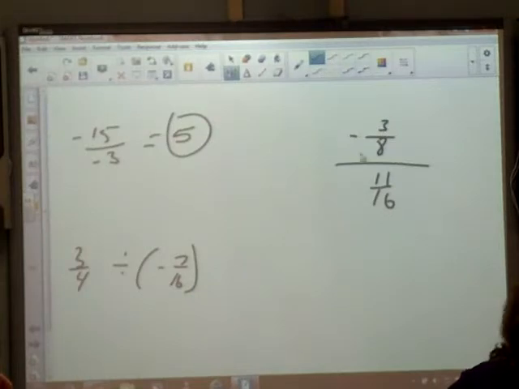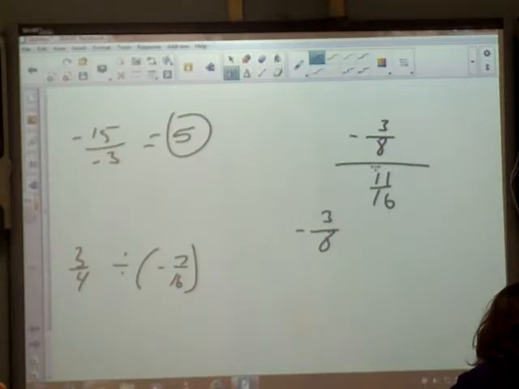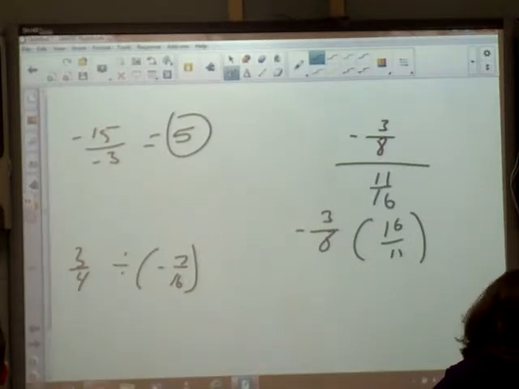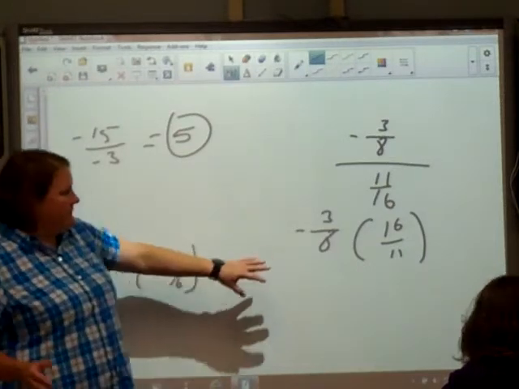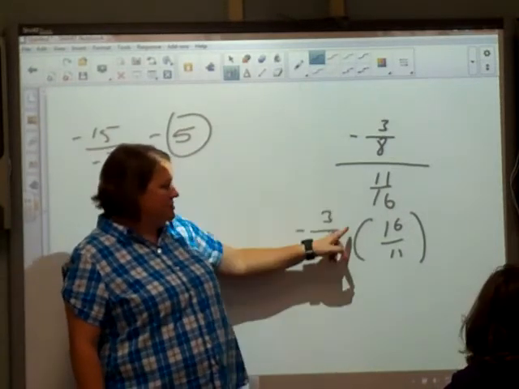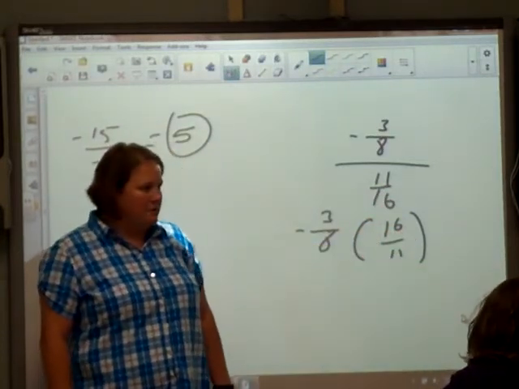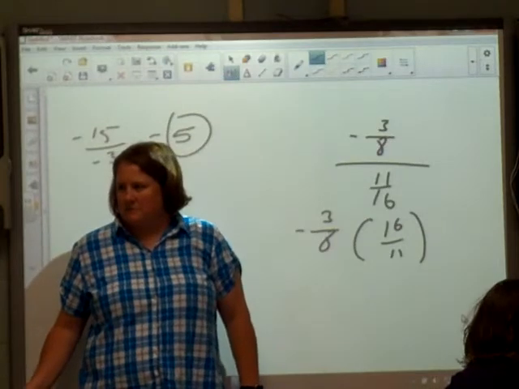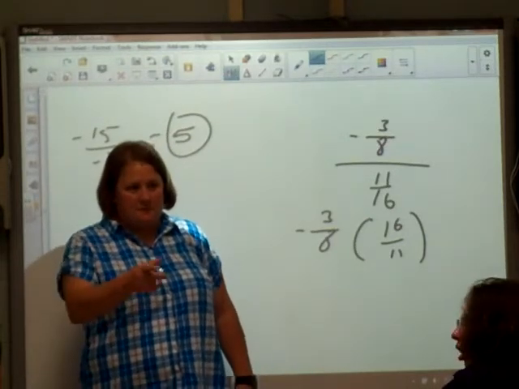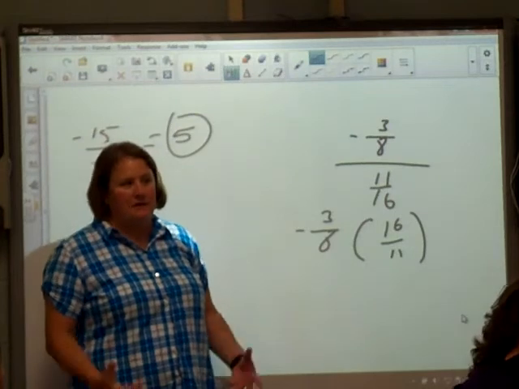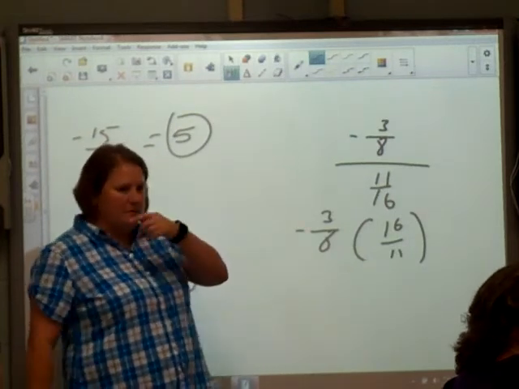All right, so we're going to keep the first one the same, so it's going to stay negative 3/8. We're going to change this division to multiply, and we're going to multiply by the reciprocal, so we're going to flip the bottom one. And y'all that are seniors are the ones that taught me a shortcut on how to remember this last year. We keep the first one the same, we change it to a multiply, and we flip the second one. Keep, change, flip. Y'all taught me that last year. I've never heard that before. Is it not anybody that's in this class? I think it was. Yeah. So I figured y'all would catch on to that.